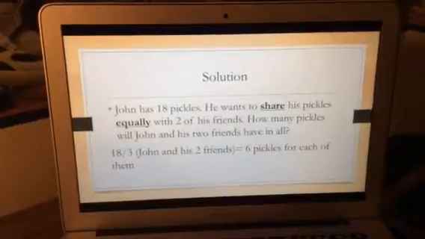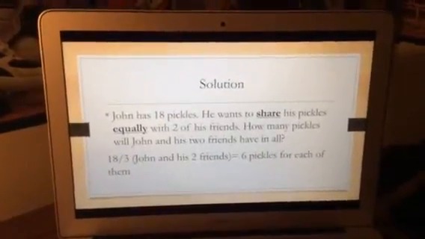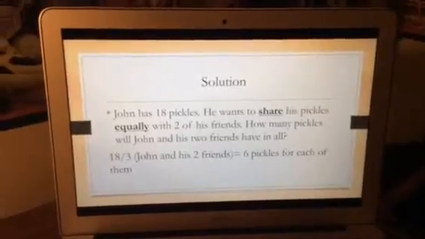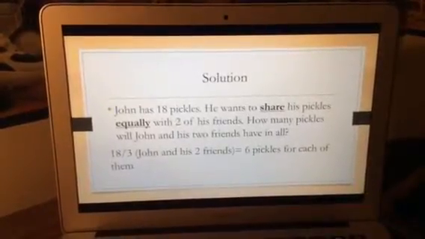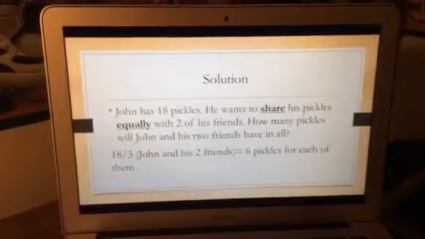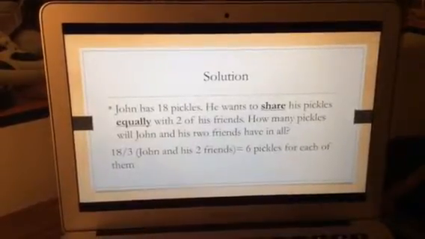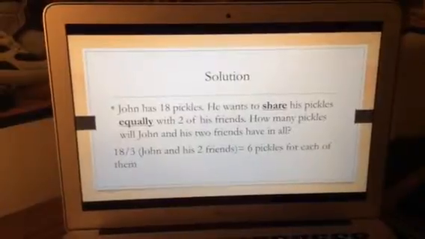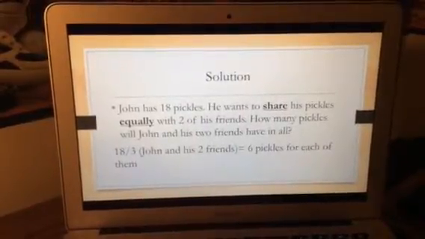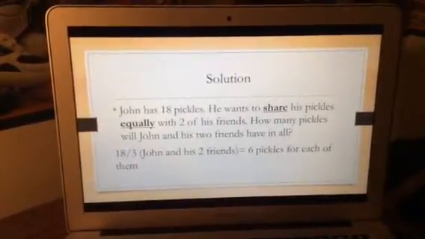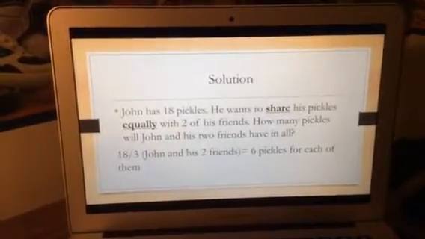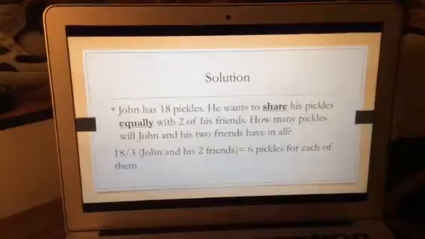This is the solution. I have underlined share and equally. By looking at the tip sheet, students will realize that this is a division problem. So they should set up the solution as follows. 18 divided by 3, because it's John and his 2 friends. 2 plus 1 equals 3. And the answer is 6 pickles for each of them.